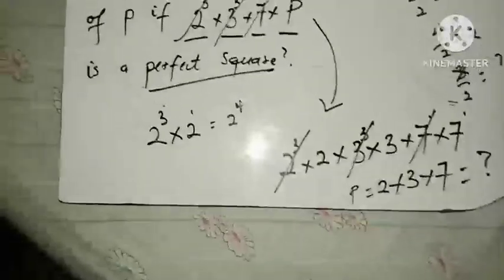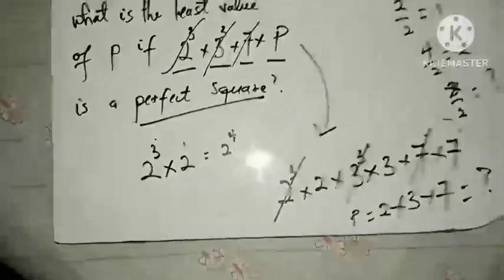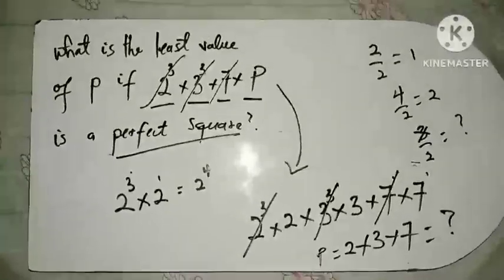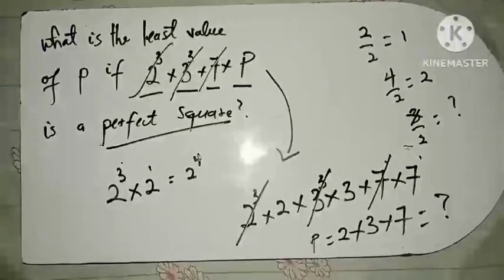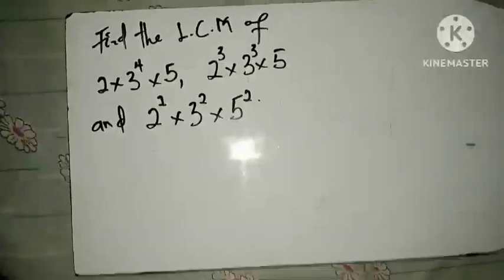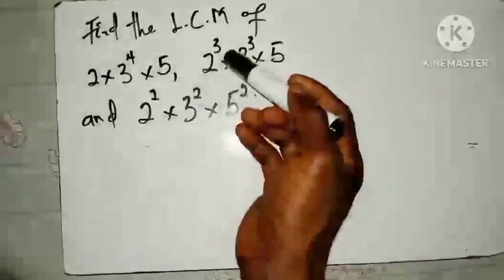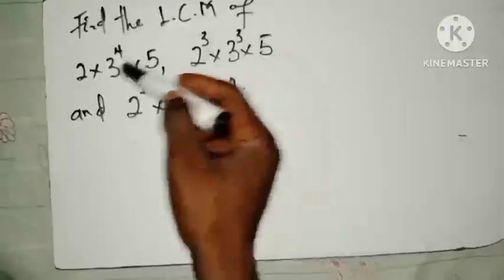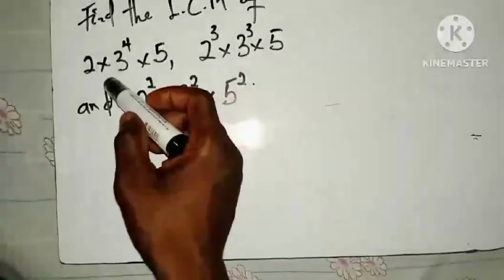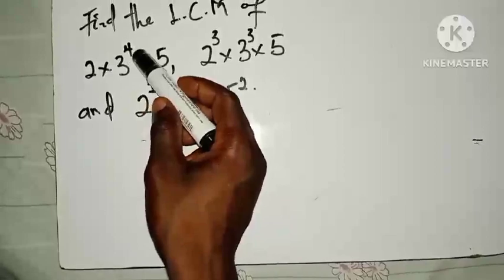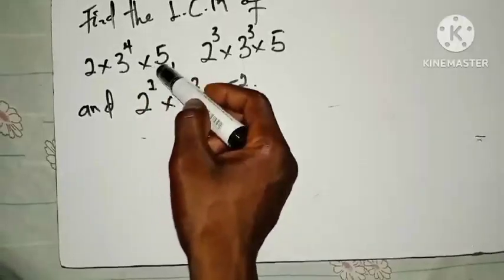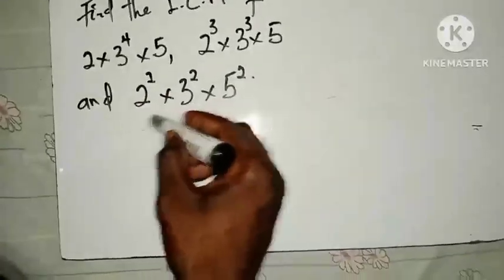Is that okay? Now here's the final question, because I promised to give you 3 simple exam questions. So let's check the final question. Here we have been asked to find the least common multiple, LCM for short, of these 3 numbers. We have 2 multiplied by 3 exponent 4, and then multiplied by 5, and this is the second one, and this is the third one.